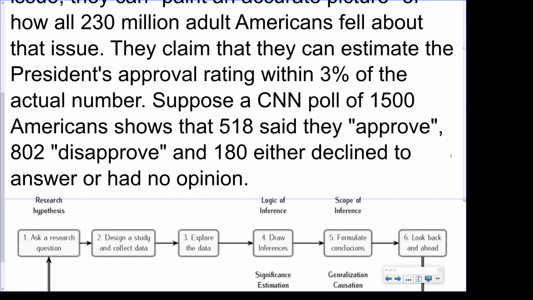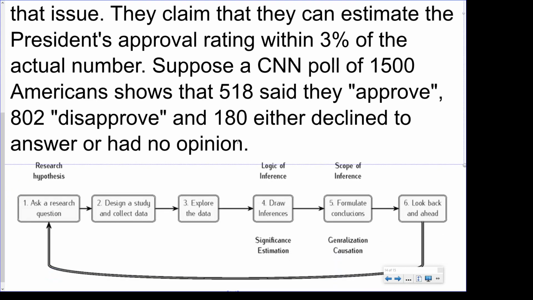Suppose a CNN poll of 1,500 Americans showed that 518 said they approve, 802 disapprove, and 180 either declined to answer or had no opinion. So, what's the research question? The research question is, what percent of Americans approve of the president?